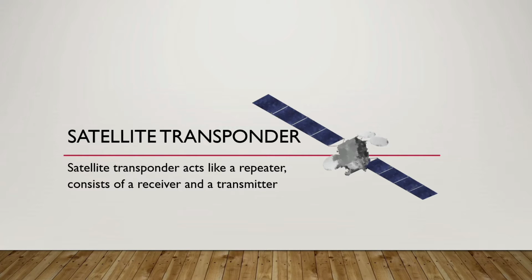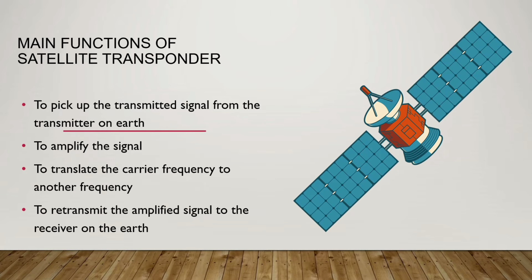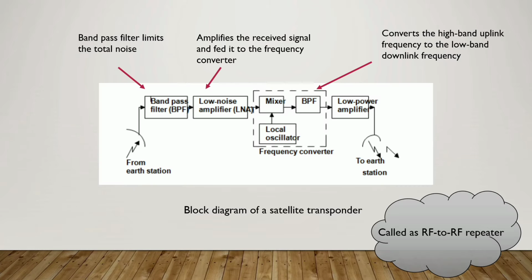So the satellite transponder acts like a repeater, consisting of a receiver and a transmitter. The main function of a satellite transponder, first, is to pick up the transmitted signal from the transmitter on Earth. It is also to amplify the signal and to translate the carrier frequency to another frequency. It also retransmits the amplified signal to the receiver on the Earth.